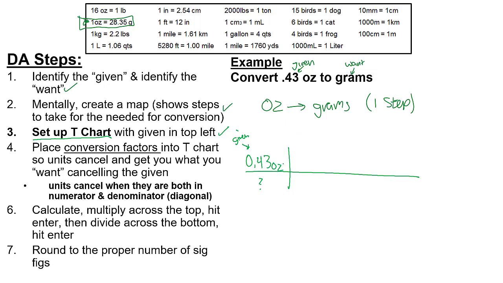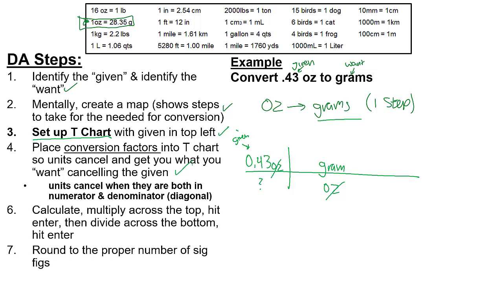So what we want to do now is put it into our T-chart in a way so that we will cancel our unit that we are given and get us the unit that we want, which is grams here. I'm going to put grams right there, and I'm going to put ounces right there. Now, by doing that, I have ounces in a numerator and ounces in a denominator, and that is the same as if you were dividing anything by itself, giving you the number 1, which is effectively canceling that unit out. So when you cancel units out, you put slash lines through them.